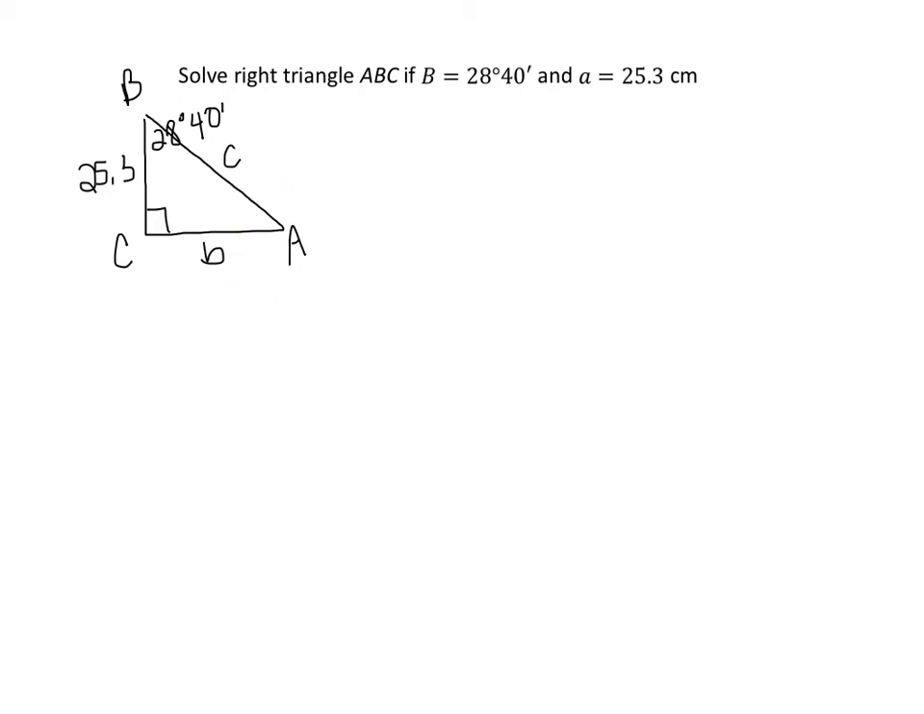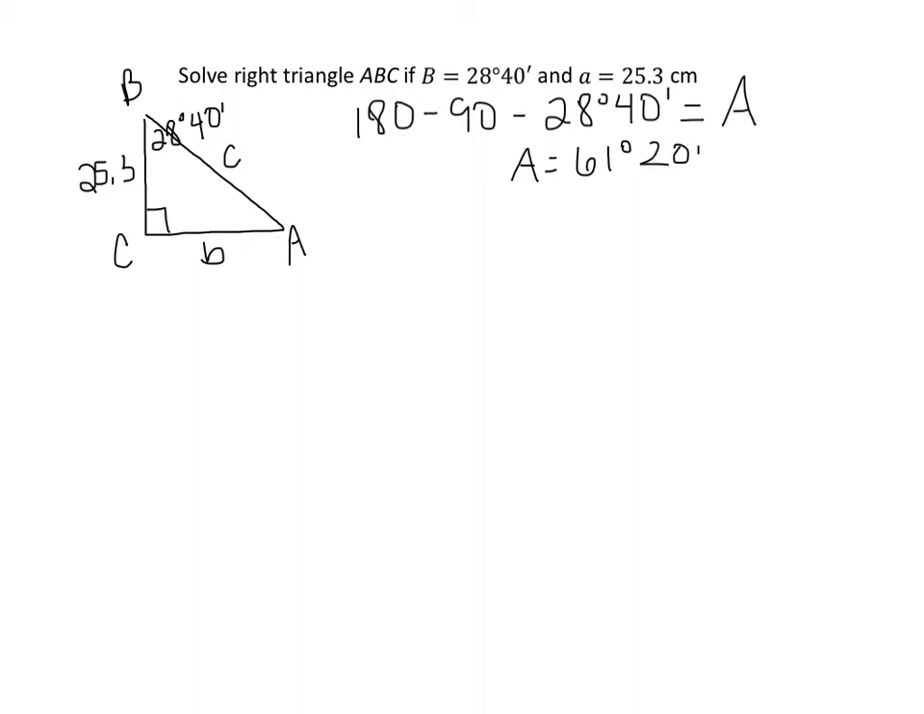I will use what's called the triangle sum theorem, which means if I add all 3 angles of a triangle, it must equal 180 degrees. So 180 minus 90 minus 28 degrees, 40 minutes is going to give us angle A. So angle A is equal to 61 degrees, 20 minutes. This is a calculated value, so as we proceed, I would not recommend using a calculated value if you can avoid it. Sometimes it's unavoidable.